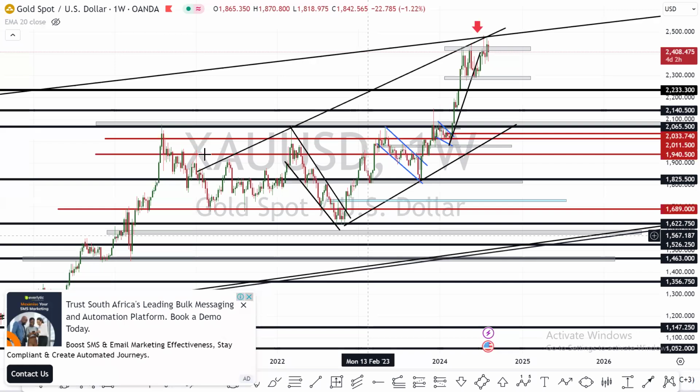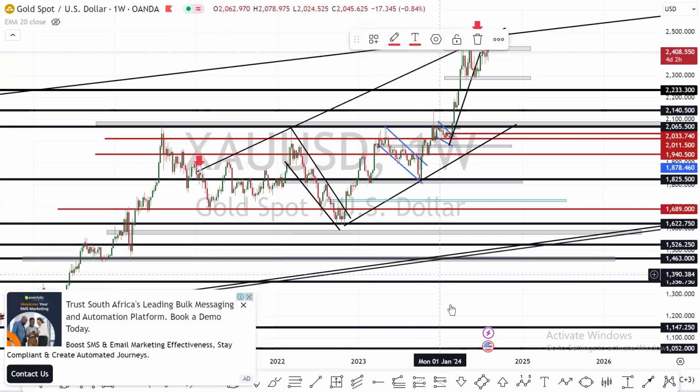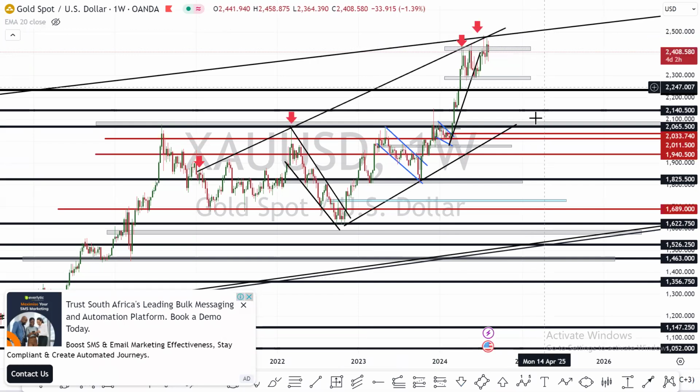Recognizing that as a first touch, second touch. As you can see, we're losing more momentum. The bullish trend is losing momentum. So we should be expecting sales anytime.